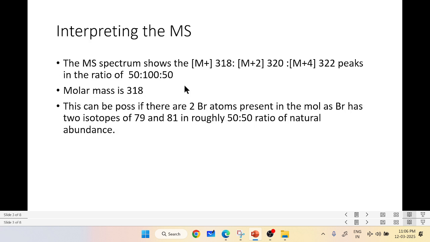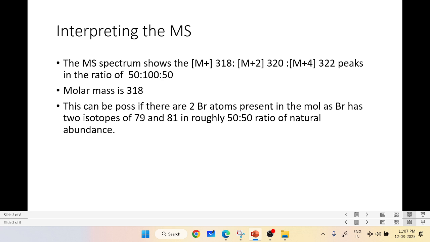First we will look at the mass spectrum. The mass spectrum shows an M plus peak at 318. That indicates that the molar mass of this molecule is 318. Other than that, the other important thing we can see here is the M plus 2 and M plus 4 peaks, 318, 320 and 322. They are in the ratio of 50 to 100 to 50, where the M plus 2 peak is the base peak.